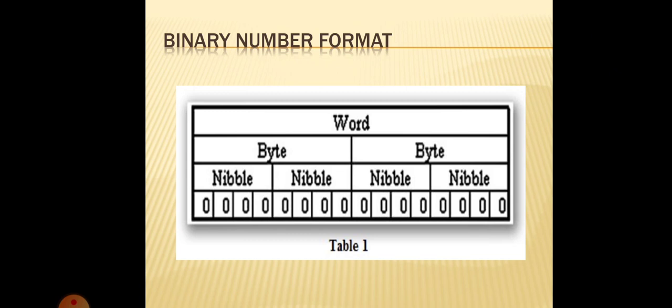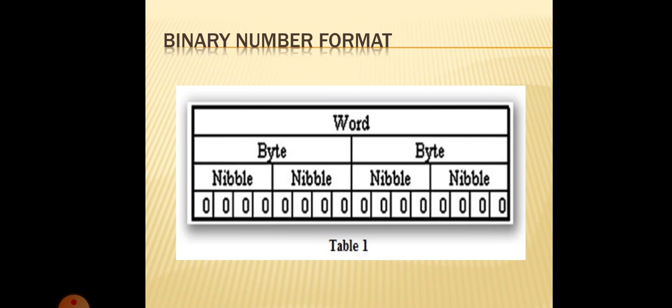Consider here a binary number 0000. How many times is 0 here? 4 times 0. So let us first see the concept of bit, byte, nibble and word. A single digit, that is 0 or 1, is called a bit. Then the combination of 4 bits is called a nibble.